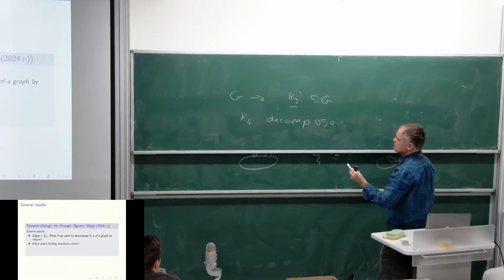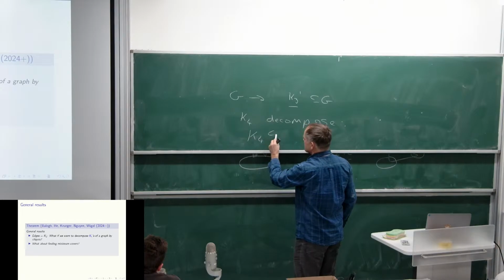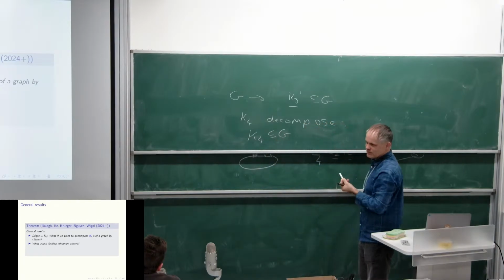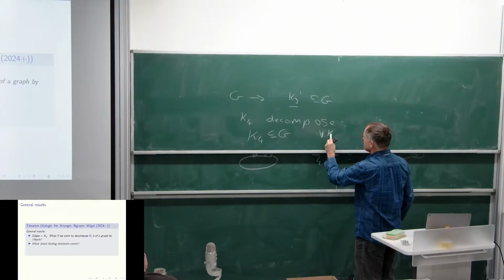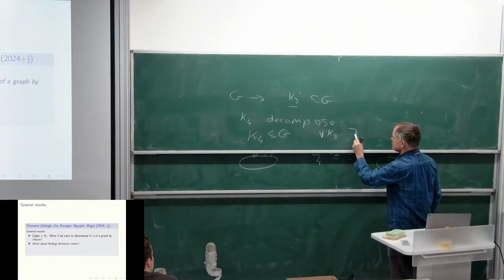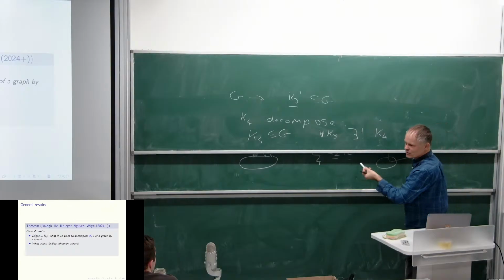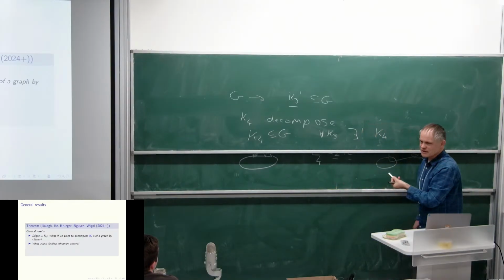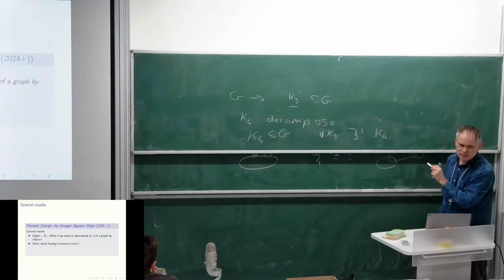And what is it we want? We want all the K4s that we are using to actually be subgraphs of the graph, and that for every triangle there exists a unique K4 which contains it, and the rest of the triangles are covered by a triangle. So does this decomposing problem make sense?